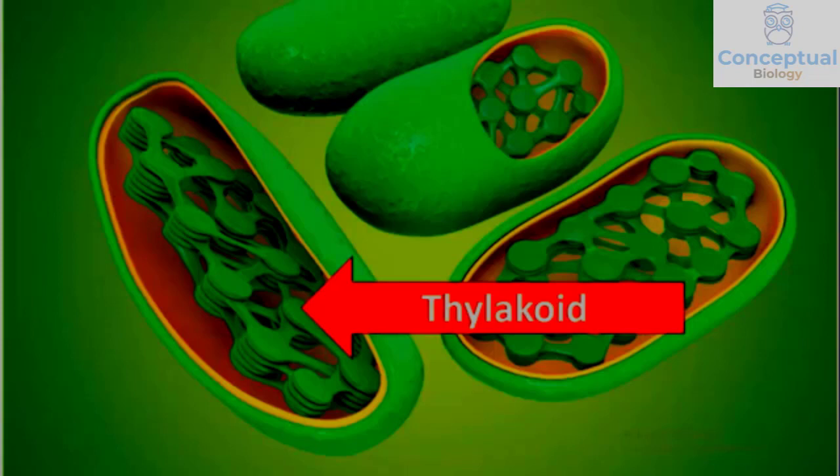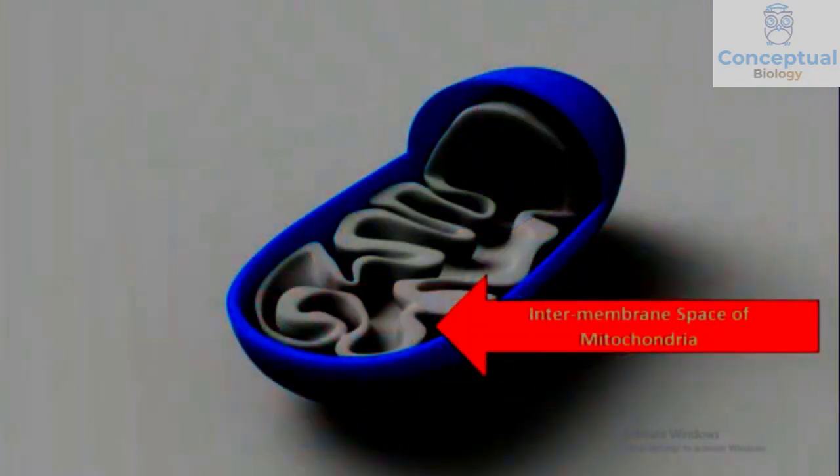In the case of chloroplast, it is done inside the thylakoid, inside the thylakoid lumen. The protons are stored there, and this is the reservoir, and this creates the electrochemical gradient. In the case of mitochondria, the same reservoir is the intermembrane space of mitochondria, the space between the inner membrane and the outer membrane of mitochondria. So this is the space which is a reservoir.